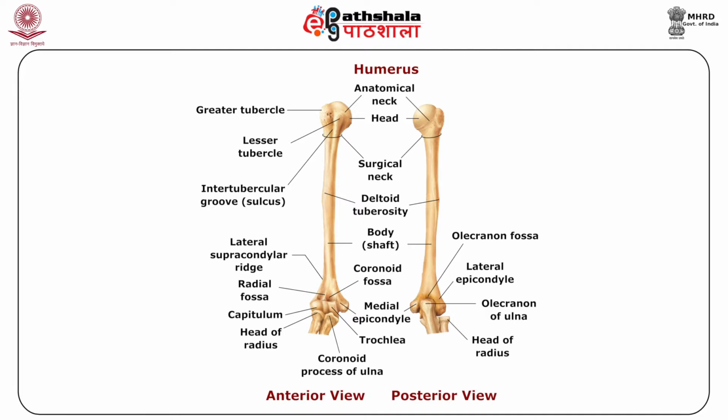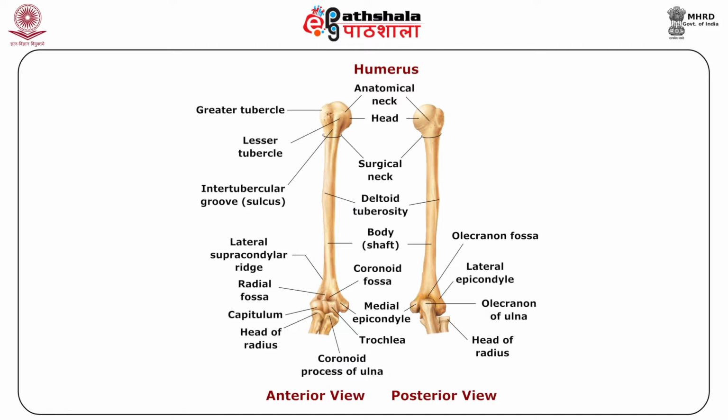Passing between the greater and lesser tubercles is the narrow intertubercular groove, or sulcus. Laterally, at the middle portion of the shaft, there is a roughened V-shaped area called the deltoid process.